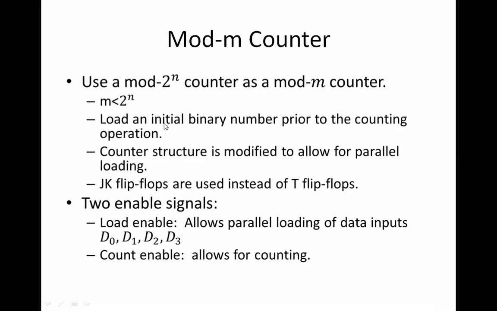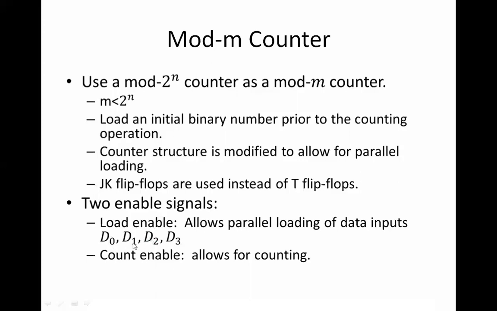Load an initial binary number prior to the counting operation. So we have to give an initial value, and the counter structure is modified to allow parallel loading, just like how we saw in the universal shift register. Here also we have an option to load the value in parallel. JK flip-flops are used, as I told you, instead of T flip-flops. And we have two enable signals here. One is to load these values D0, D1, D2, D3, and the other one is to enable the count.